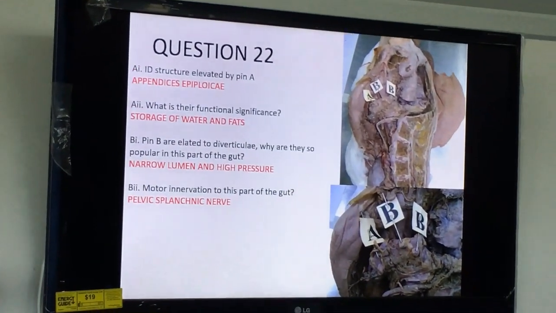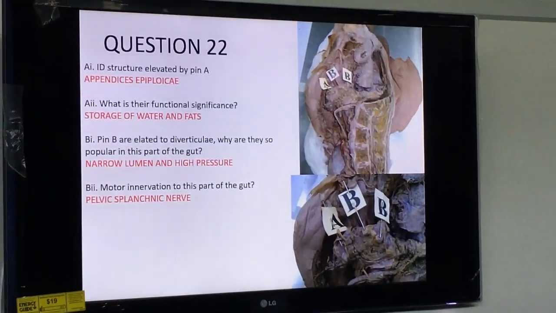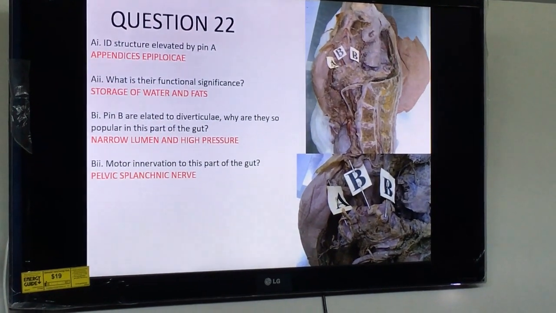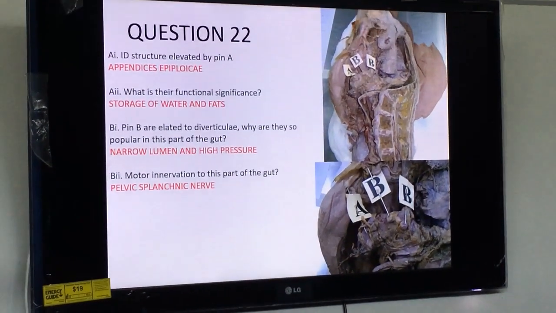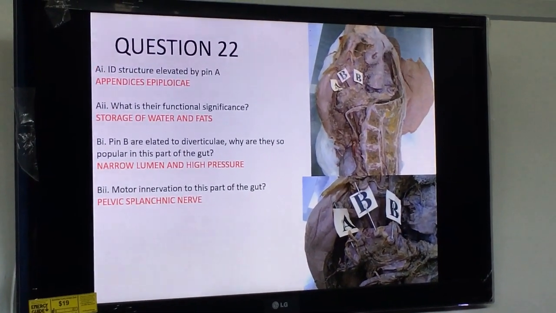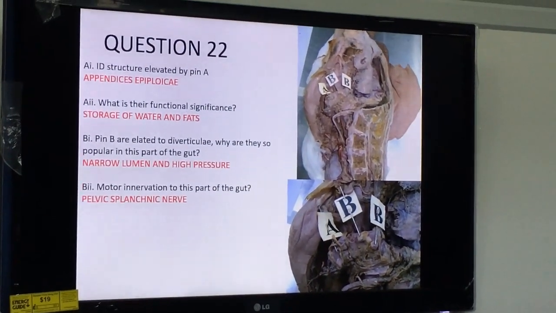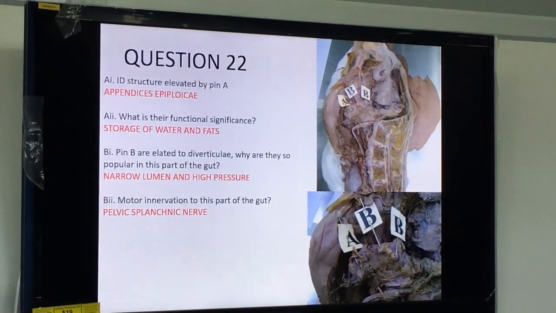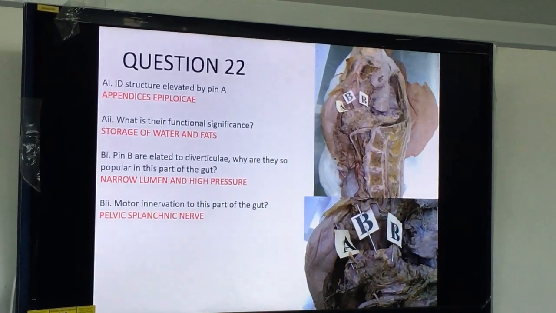Now look at where the pin Bs are. B1. So they tell you pin B or L are related to diverticulae. This is one I say I don't like though, and you will help me work out why I don't like it. Why are they so popular in this part of the gut? Why do you find diverticula in this part of the gut?